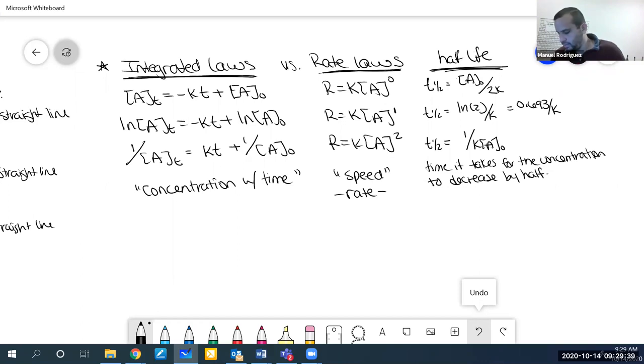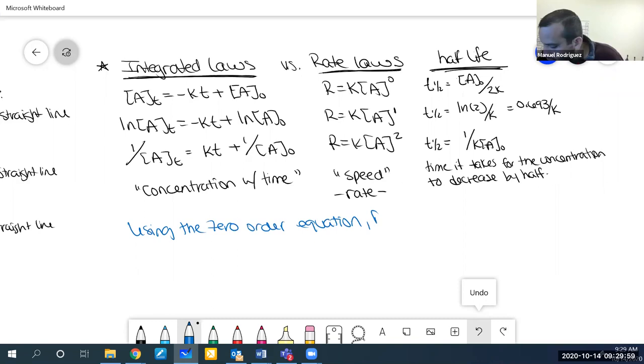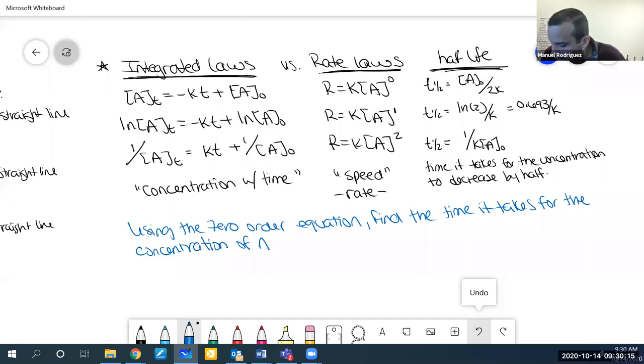So we're going to do one problem. Using the zero order equation, find the time it takes for the concentration of A to decrease by 2. So at the end, you're going to have half.